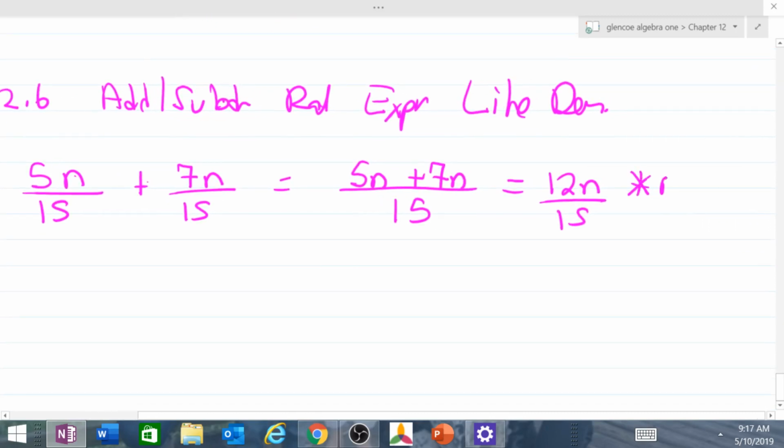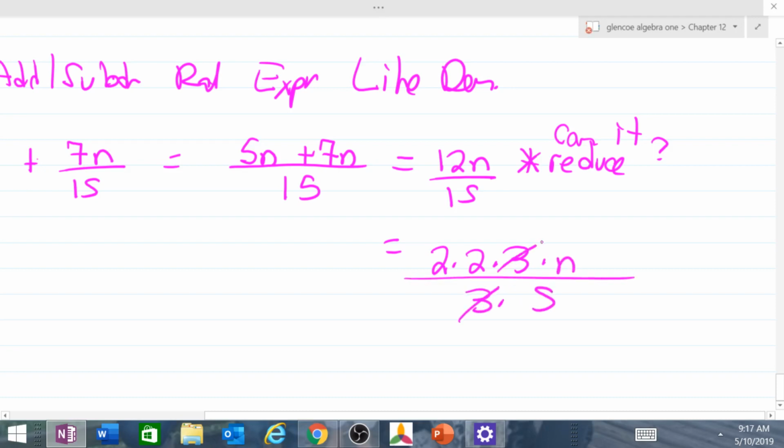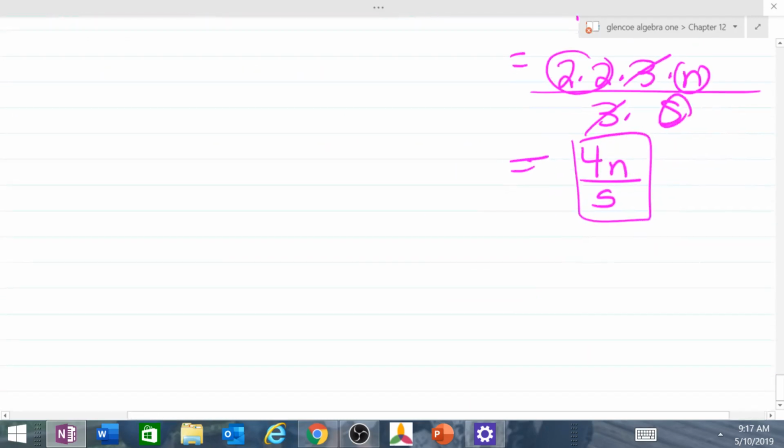Now we have to be careful because we have to see if we can reduce. And if you're not sure, go ahead and prime factor it. 12 prime factors is 2 times 2 times 3 times n. 15 factors as 3 times 5. The 3's cancel, and your final answer is 4n over 5.